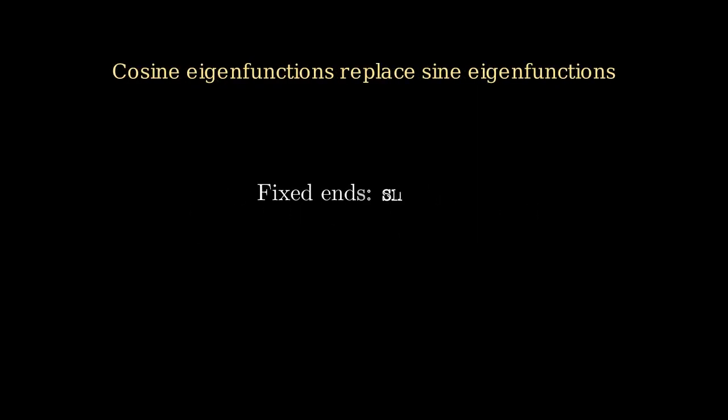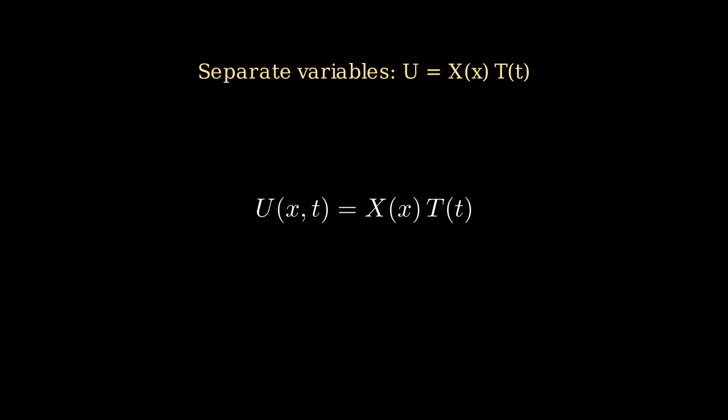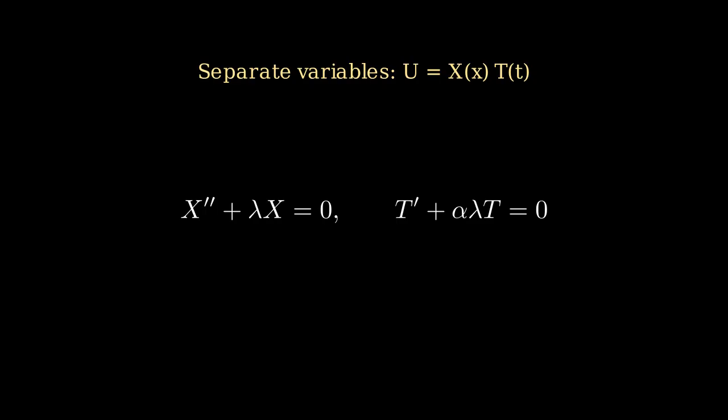This is different from a rod with fixed end temperatures. There, separating variables gives sine eigenfunctions. Here, separating variables gives cosine eigenfunctions instead. We separate variables by writing u(x,t) equals X(x) times T(t). Substituting into the heat equation splits it into two ordinary differential equations, one for X and one for T.